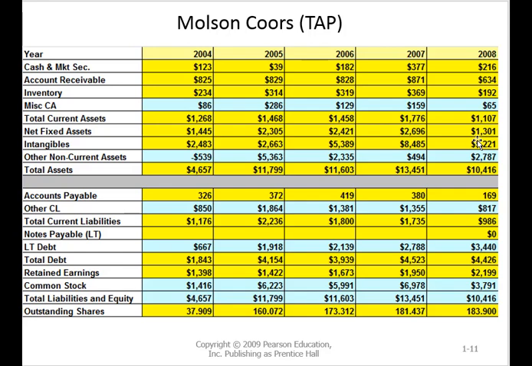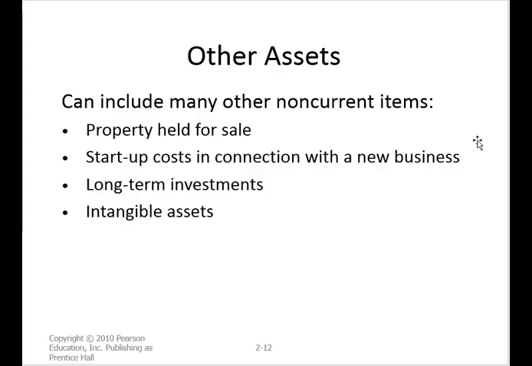Since 2008, they have expanded this company manyfold by purchasing into Miller, and also into Molson, which was another part of their arrangement. We can also look at these other assets, right? Other things. These could be long-term investments. They could be the startup costs with a new business, right? Property that's currently being sold or is expected to be sold, right? So we don't want to show this as plant and equipment, because in the near term it's going to be sold away from the company.